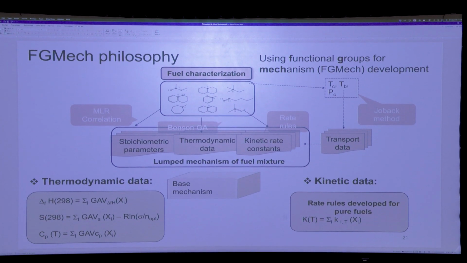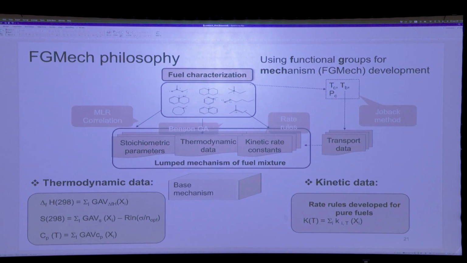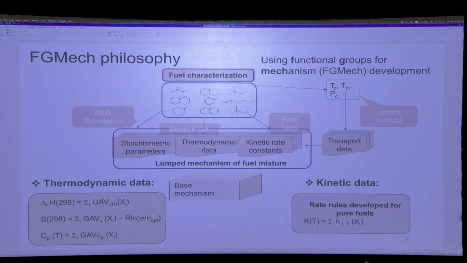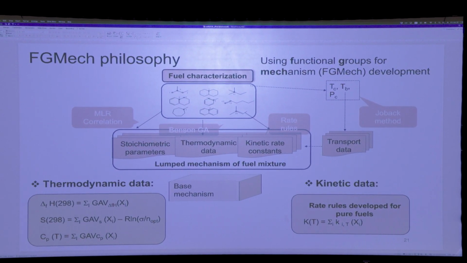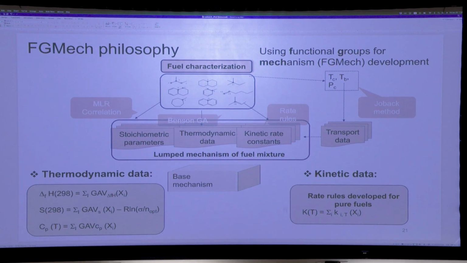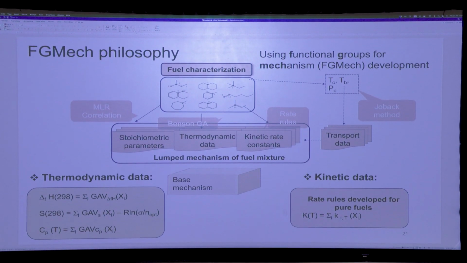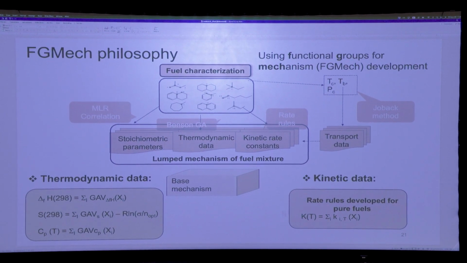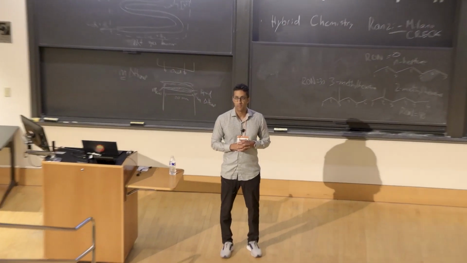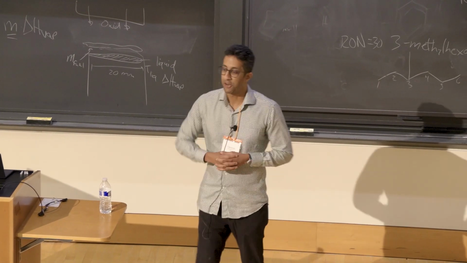So the approach came back to, again, the hypothesis that the functional groups do relate to the combustion kinetic properties. And we call this FGMech, which is the functional group mechanism. The philosophy of this approach is that the mechanism, or the kinetic model, can be entirely built from the functional groups. So how can we do that?